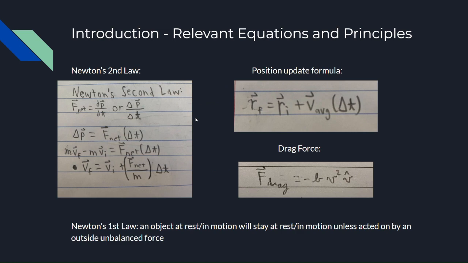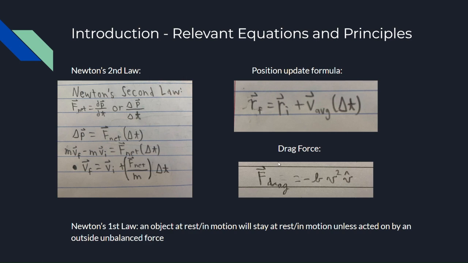Relevant equations and principles. First of all, Newton's first law says that an object at rest or in motion will stay at rest or in motion unless acted on by an outside unbalanced force. And we quantify that with Newton's second law that says that the net force on an object is equal to the change in momentum over change in time. Rearranging and expanding that formula, we get the velocity update formula, which is bulleted. That'll be used in the code later, as will the position update formula, which is given here.